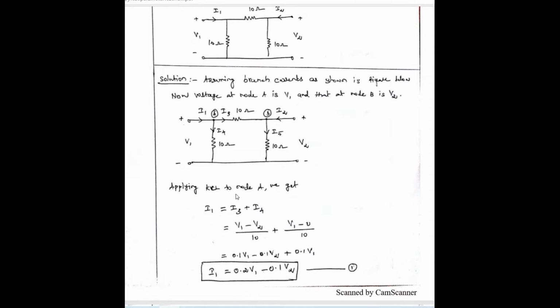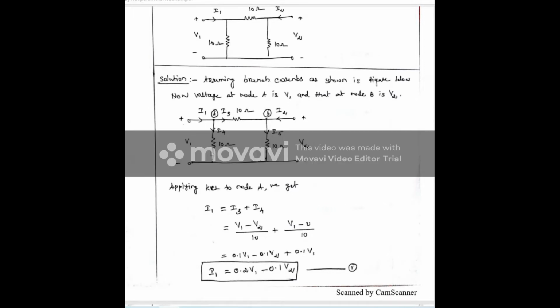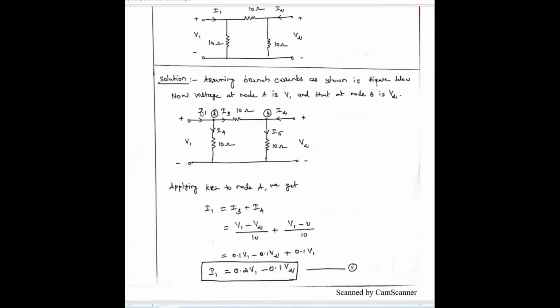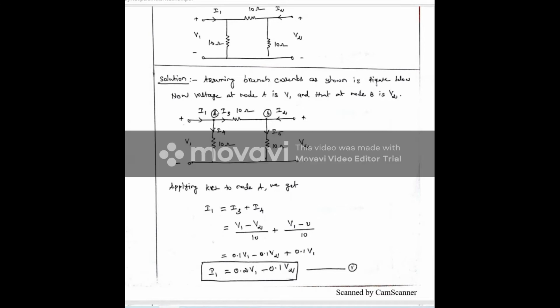So you know the KCL equation. What is KCL? Kirchhoff's current law. According to Kirchhoff's current law, for any node, the sum of incoming current is equal to the sum of outgoing current. For node A, you see the 3 currents, I1, I3 and I4. I1 is an incoming current, I3 is an outgoing current, and I4 is also an outgoing current. So the KCL equation for node A is I1 equal to I3 plus I4.